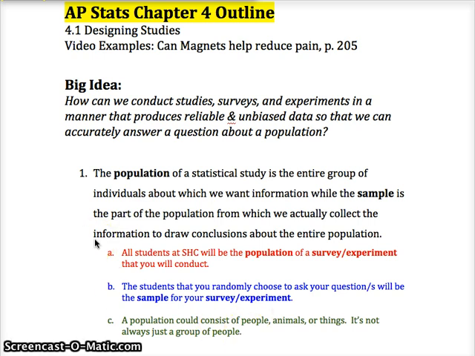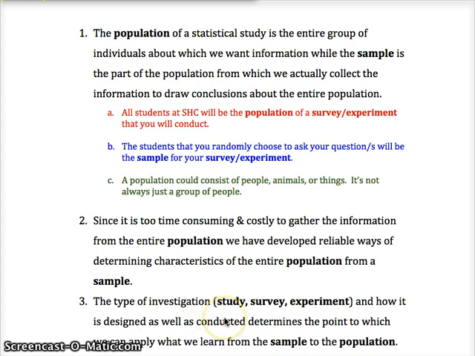So population and sample. Population is what we want to know about. The sample is what we collect and gather data about. So that's an important distinction there. Now this is a survey or a study because what we're doing is we're just gathering information. We're not imposing a treatment. We're just asking people a question to gather information. That makes it a study.